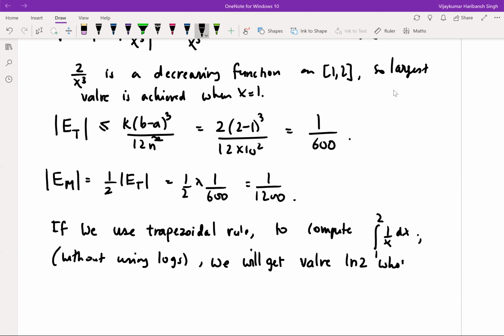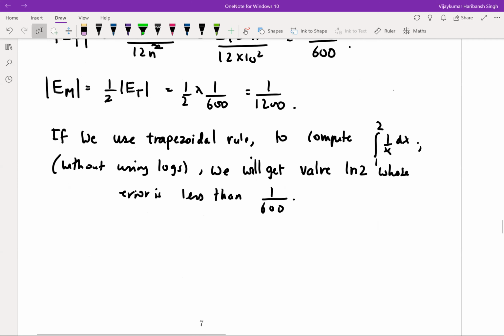whose error is less than 1/600. That's a wow, right? Indeed. So in the same way you can do it for the other ones as well. Similarly, you can compute the integral from 1 to 4 of 1/x dx, which is going to be ln 4, and so on and so forth. So you can use the trapezoid rule and get an error which is very close.